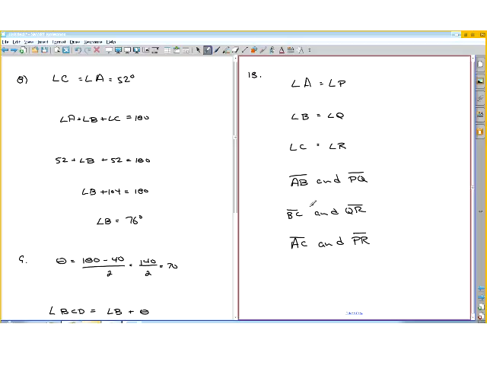So here the angles are equal. If we took the ratio of these, this to that, and this to that, and this to that, it would be a constant. It would be all the same constant scaling factor.